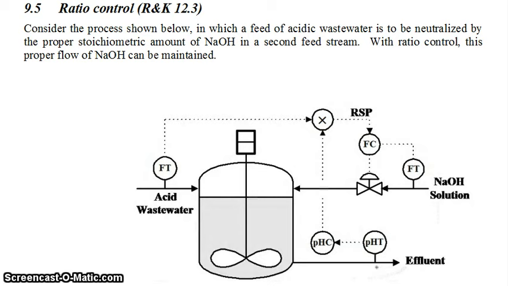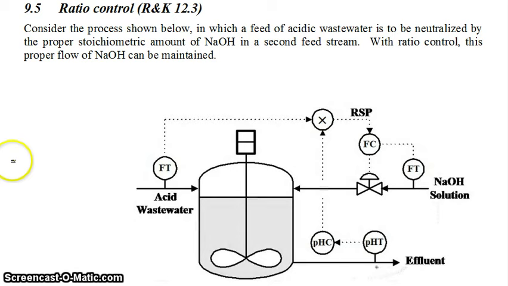So here would be your acidic wastewater coming in to your tank, and then you have a solution of sodium hydroxide that also needs to be able to come into the tank. So with ratio control, the proper flow of sodium hydroxide can be maintained. So what's going on here?